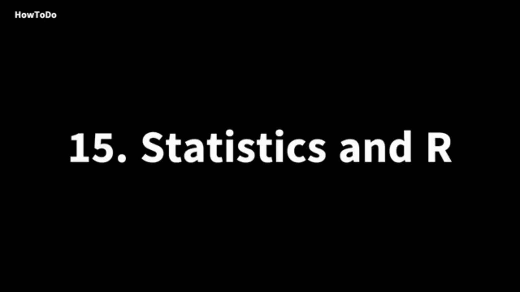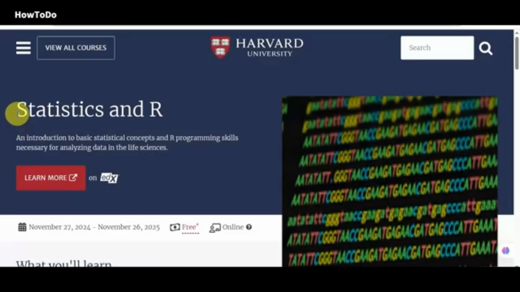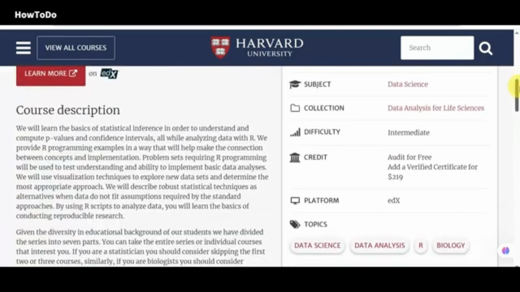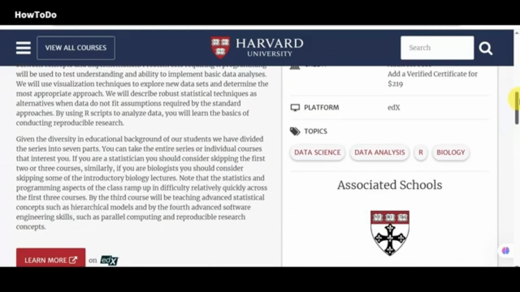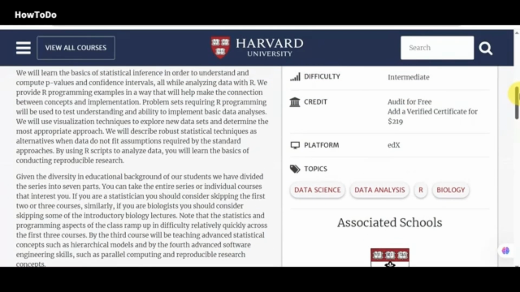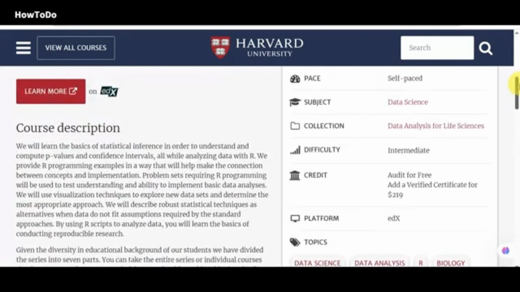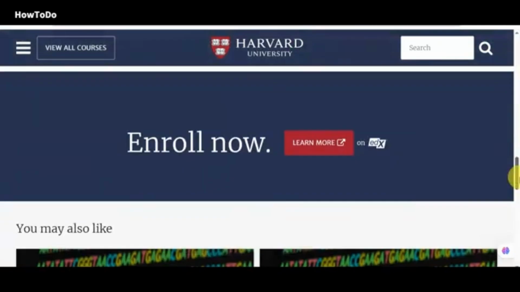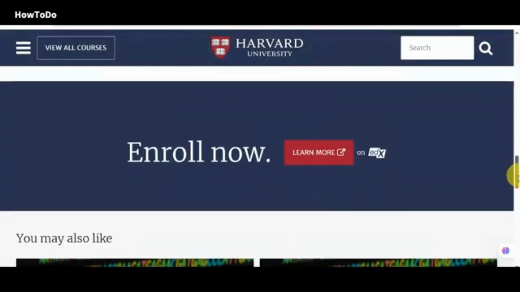15. Statistics and R. We will learn the basics of statistical inference in order to understand and compute p-values and confidence intervals, all while analyzing data with R. We provide R programming examples in a way that will help make the connection between concepts and implementation. Problem sets requiring R programming will be used to test understanding and ability to implement basic data analyses. We will use visualization techniques to explore new datasets and determine the most appropriate approach.